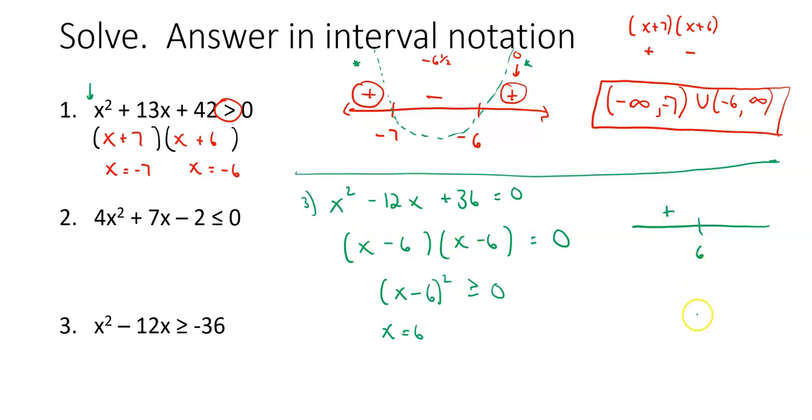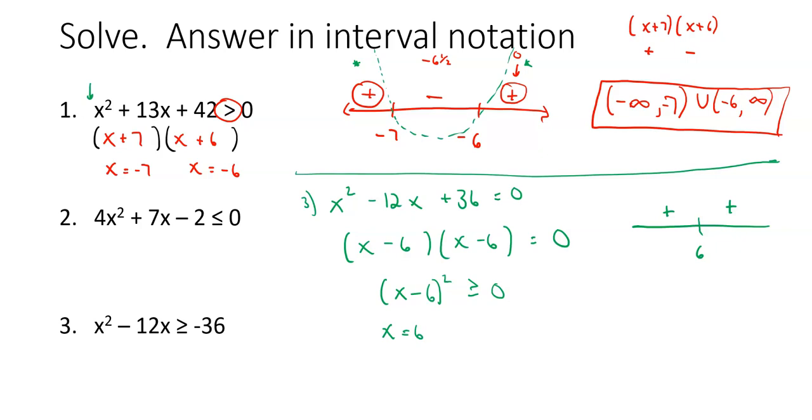Okay. Pick a point to the right of 6. Let's say 7. 7 minus 6 is 1. 1 times 1 is 1. Oh, that's positive also. Isn't this interesting?